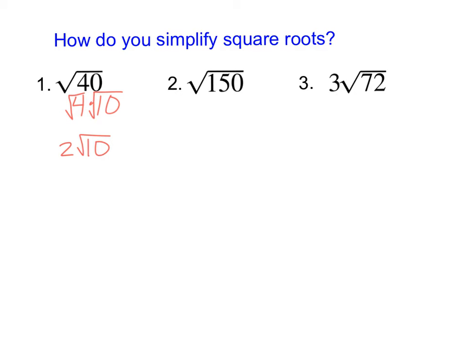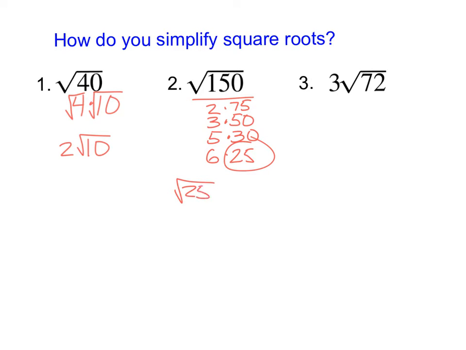150. All right, so if you're not sure what it is, you can start writing stuff out. 2 times 75. 3 times 50. 4, 5 times 30. 6 times 25. So 25 is the perfect square that goes into 150. So I'm going to rewrite the square root of 150 as the square root of 25 times the square root of 6. 5 root 6.